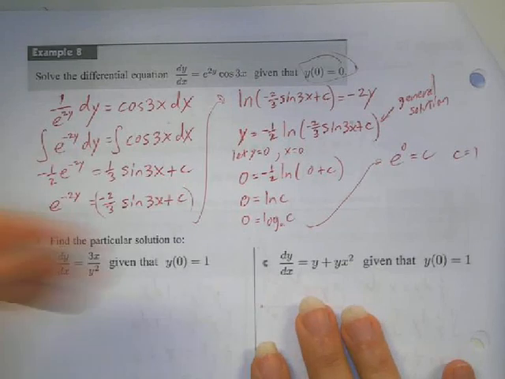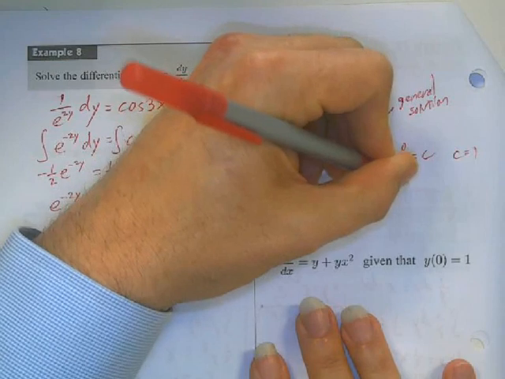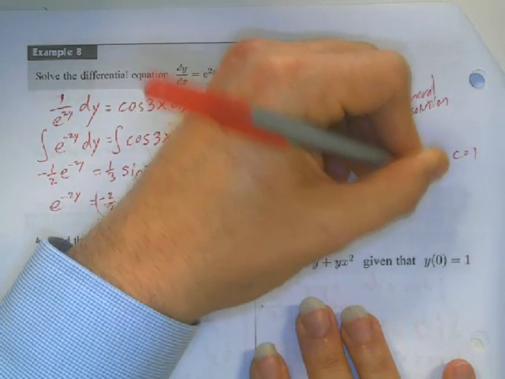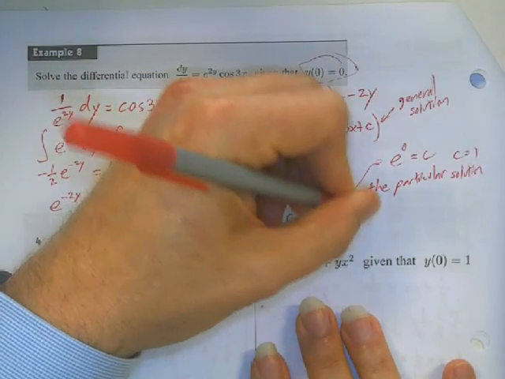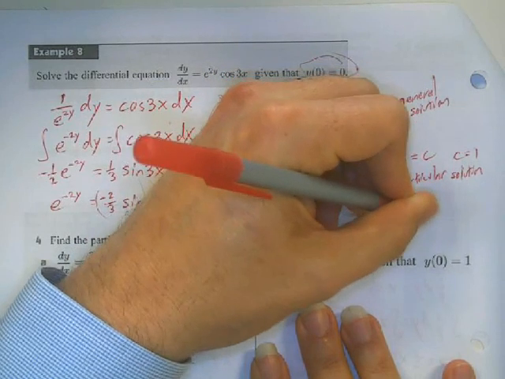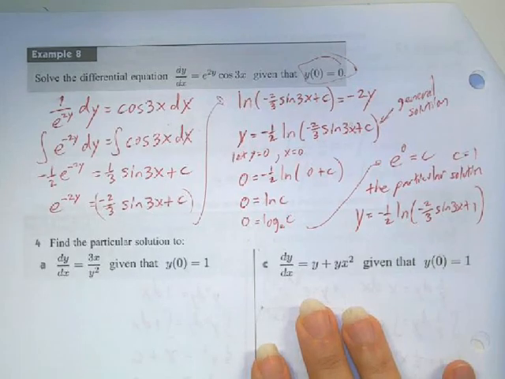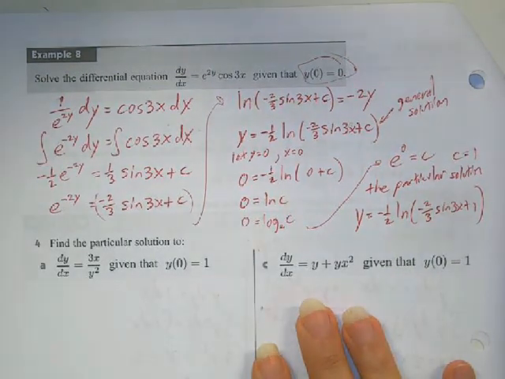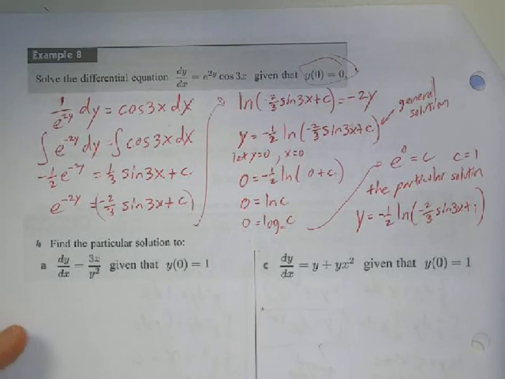So the particular solution is y equals negative 1/2 natural log of negative 2/3 sine 3x plus 1. Hit pause if you need to see this a little bit longer. Okay, I'll do one more, and then for the others on this page, I'll just show you the answer.